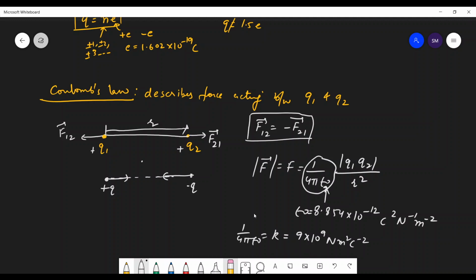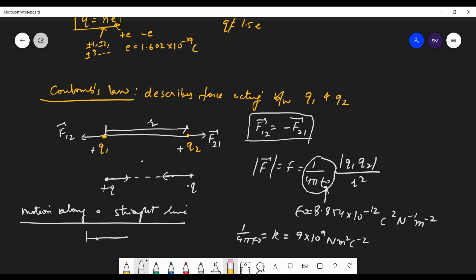So this epsilon naught is the permittivity of free space when there is no material in between the charges Q1 and Q2. Students, one thing we need to understand, that whenever I am talking about motion along a straight line, there can be only two possible directions. One is positive and another is negative.